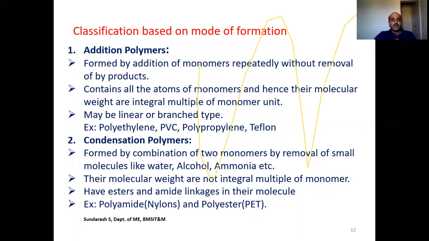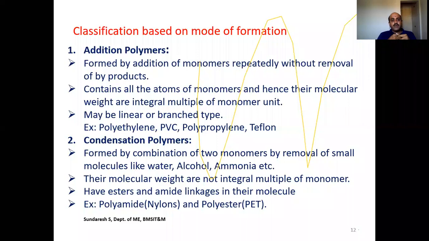These addition polymers are the ones which have been obtained or formed by monomers added repeatedly without the removal of byproducts. Means when you combine the monomers by means of polymerization, the polymers form from monomers which are added repeatedly, and during the polymerization process the addition will result without the removal of byproducts. This type of polymers we call addition polymers.